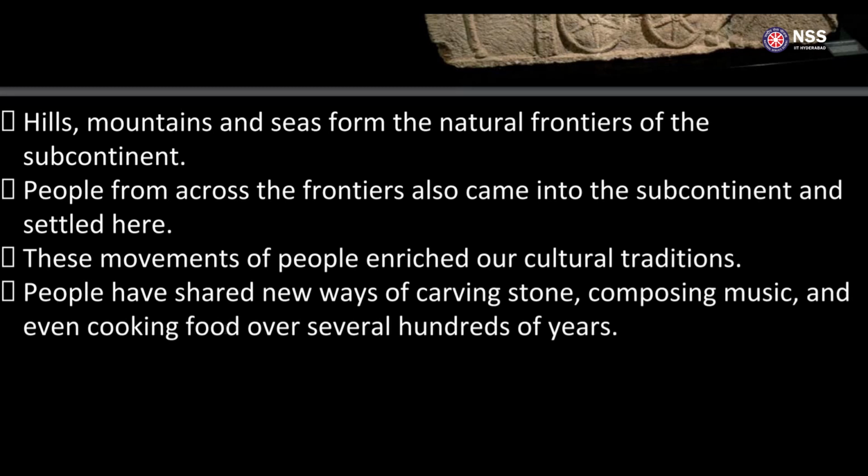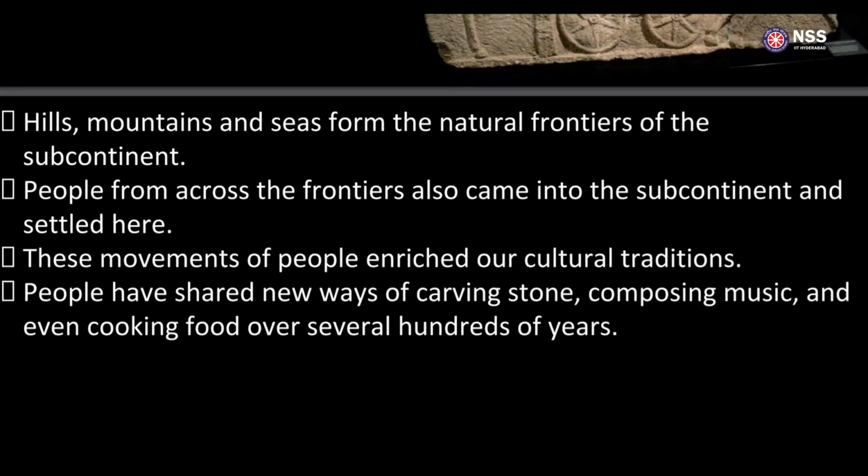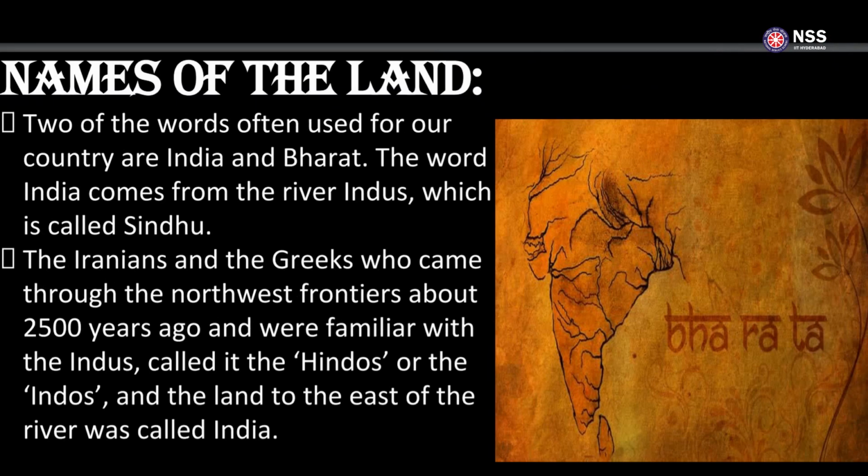People have also shared new ways of carving stone, composing music, and cooking food over several hundreds of years. So a few skills were transferred from one person to another. You got to know new skills, like carving stones, composing new kinds of music and cooking different varieties of food. Over all these years, these were the developments that took place when people travel from one place to another. And we move on to the next slide.